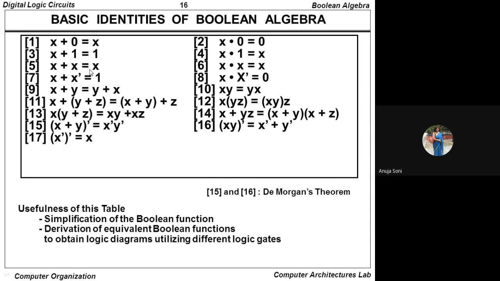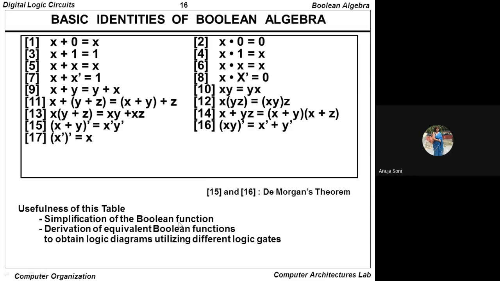Now why are we studying all these? I have already told you that the significance of studying Boolean algebra and all these basic identities is to simplify the Boolean function, and henceforth simplify the logic circuit diagram, and henceforth simplify the logic circuit chips, the integrated chips installed by the engineers in the CPU. This is the significance of studying all these Boolean identities and Boolean algebra. So the usefulness of this table is simplification of Boolean functions.